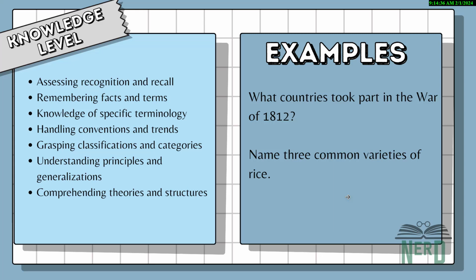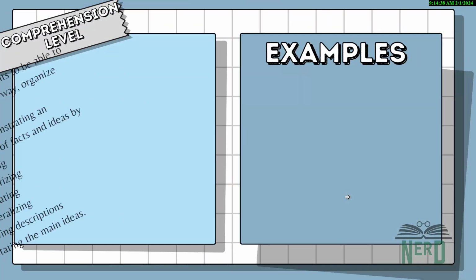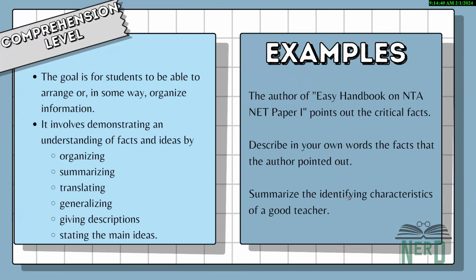So next we're going to talk about the comprehension level. Very important. And think of this comprehension level like organizing your closet. You need to know what you have, the facts you understand or the ideas, and then you need to sort them out in a way that makes sense, like organizing, summarizing, translating, all this stuff.